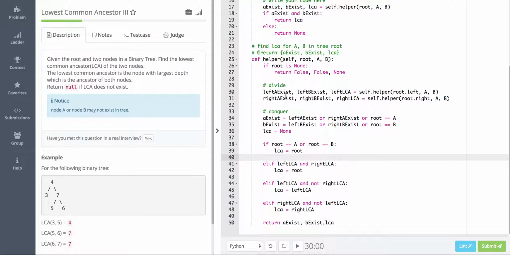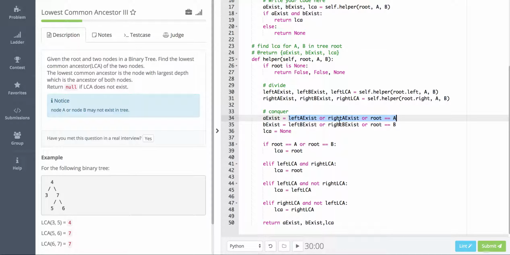Because for this divide and conquer function, we need to return three results. One is if A exists in the current root, if B exists in the current root, and the LCA of A and B in the current root. So in the conquer part, we calculate the first one, if A exists. So here is how we calculate that one.